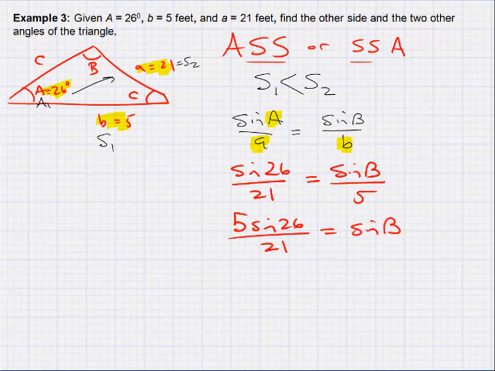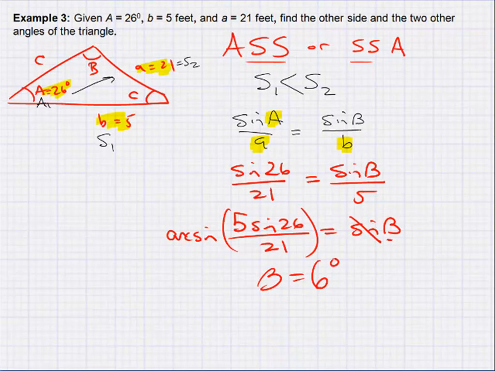Now here's a problem. I need to know what B is, not what sine of B is. So I have to get rid of this sine. I can do that very easily by doing an arc sine on the other side. And now I know what B is. So now you plug that into your calculator and you get angle B to be 5.99, so we'll say 6. Alright, so that's one angle down.